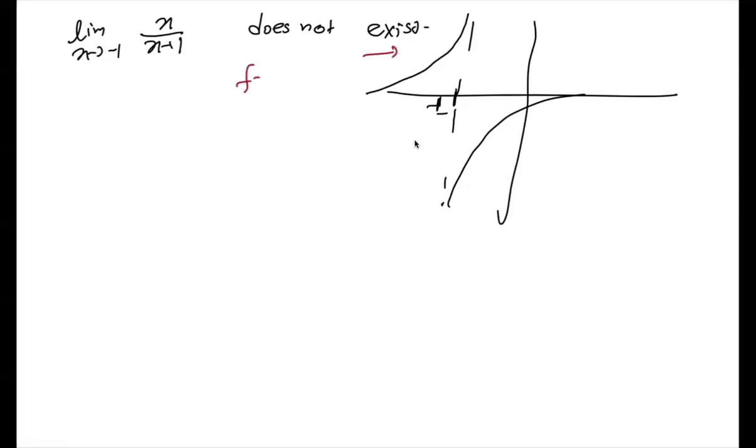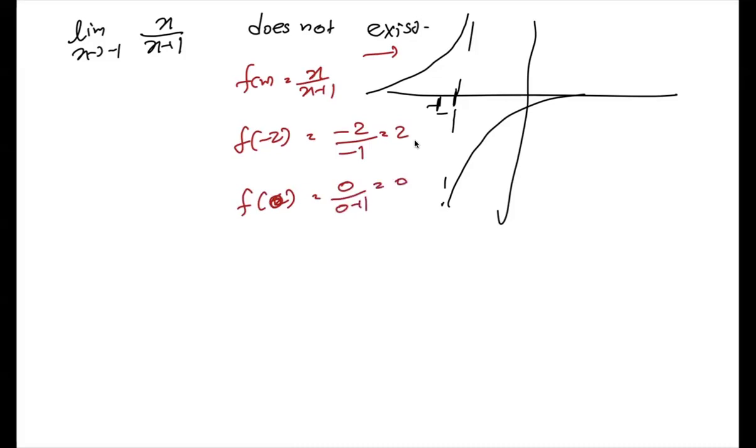Because if you put something like, let's say, f of x equals x over x plus 1, and if you put f of minus 2, it is equal to minus 2 over minus 1, which is 2. And if you put f of 0, it is equal to 0 divided by 0 plus 1, which is 0. So let's put 1 or something, otherwise it doesn't mean anything. So it is half, right? If it's positive, or let's say put minus half, something like this one. Let's say minus half.